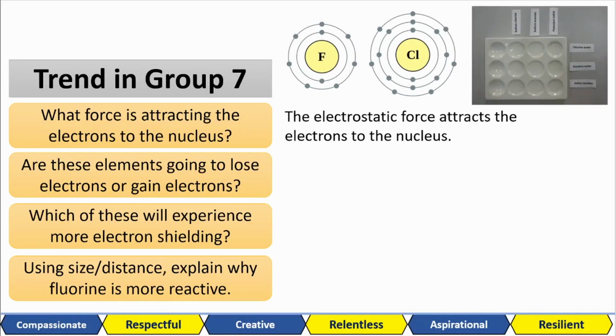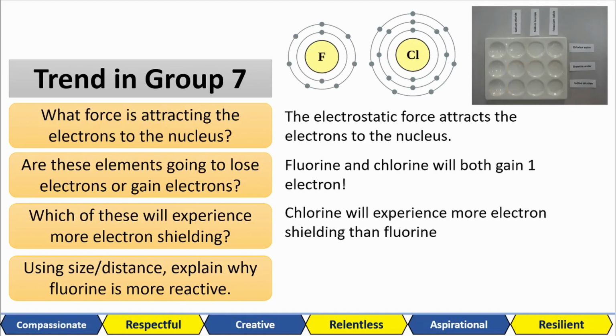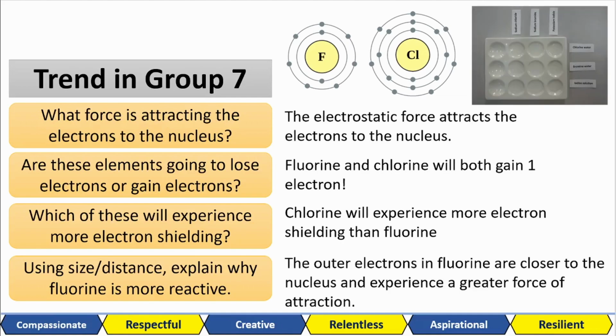The force attracting the electrons and protons to the nucleus is the electrostatic force. Both fluorine and chlorine will gain 1 electron. Chlorine will experience more electron shielding. We can see that extra electron shell there. Since the outer electrons in fluorine are closer to the nucleus, they experience a greater force of attraction, and so fluorine is more reactive.